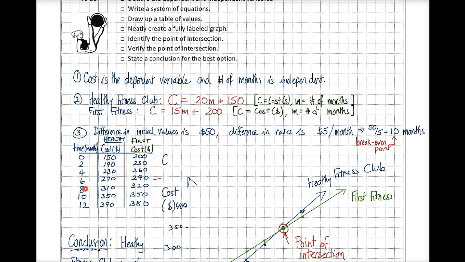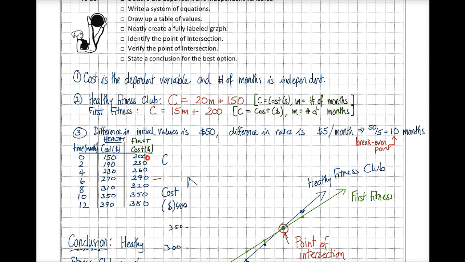I chose to start at 0 and go up by 2's until I get to 12, which is just past the intersection point at 10 that I just found. I'm going to go up by 2's here, and then I calculate, either using my equation or just using logic, what the cost would be for each of those values of time for each of the two clubs. The rate of change for Healthy Fitness Club is 20, so instead of going up by 20 here, we go up by 40 because we're going up by 2 here. So these values increase by 40. It's $40 every 2 months.